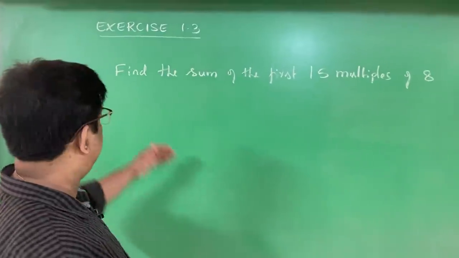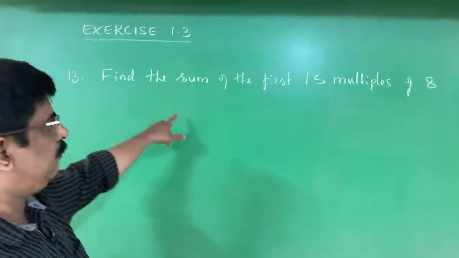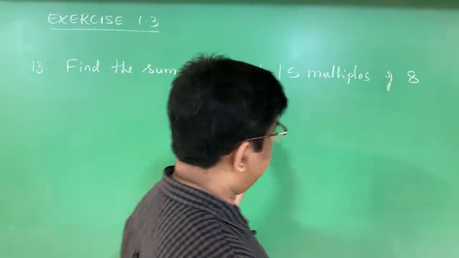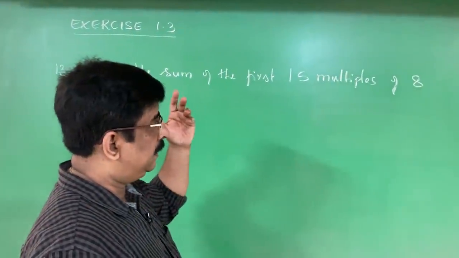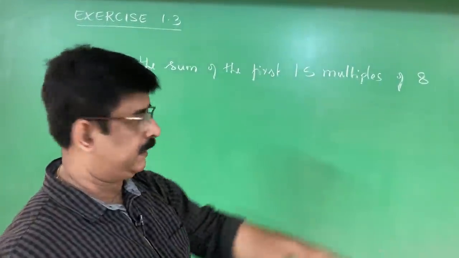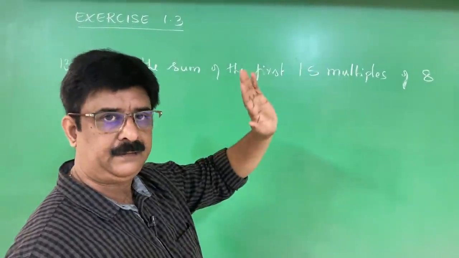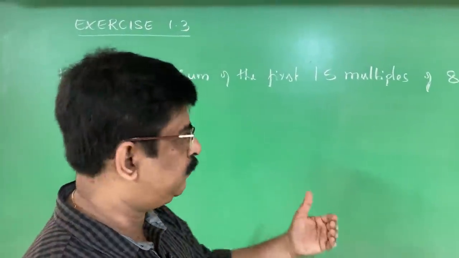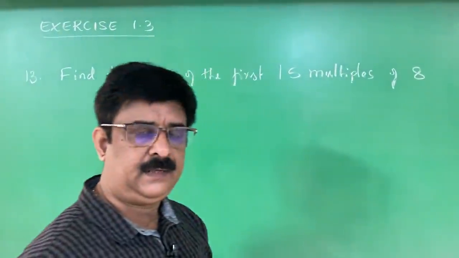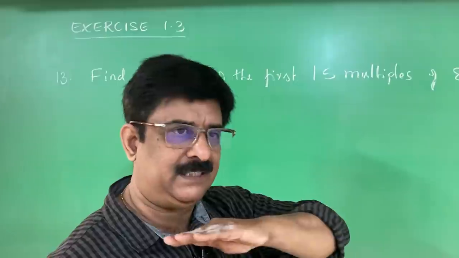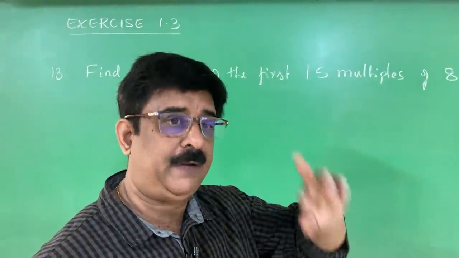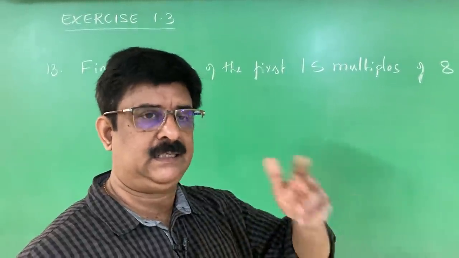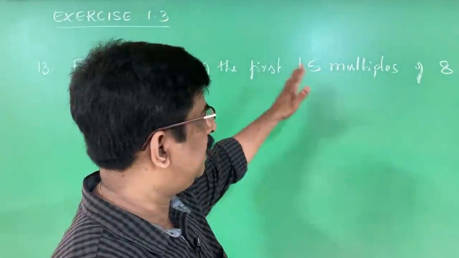Right? See, 13th problem. Find the sum of the first 15 multiples of 8. So in the previous problem what we did was divisible by 6. This is a multiple of 8. Therefore, students should be able to understand how nicely they framed the question. See, in the previous problem, divisible: a number which is divisible by a particular number should be a multiple of that number. You should understand the concept of factors and multiples, everything. Therefore, they have given everything.